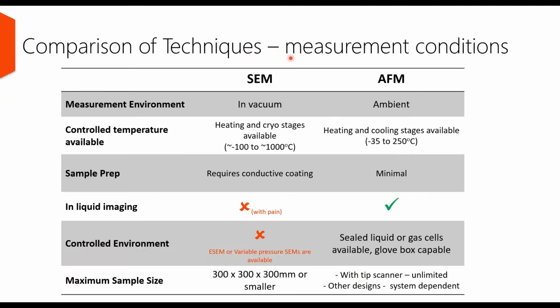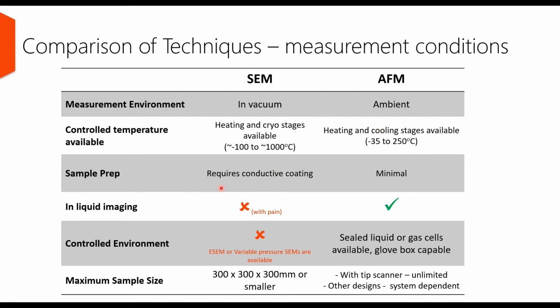So comparing the two techniques, SEM and AFM: in SEM you're measuring in a vacuum, in AFM in ambient. For controlling temperature, there are cryo or heating stages that can go from -100 to about 1,000 degrees C in an SEM. In AFM, you're limited to a smaller range, between -35 and 250 C. This is a little bit about the way it works, in ambient conditions versus anything else.